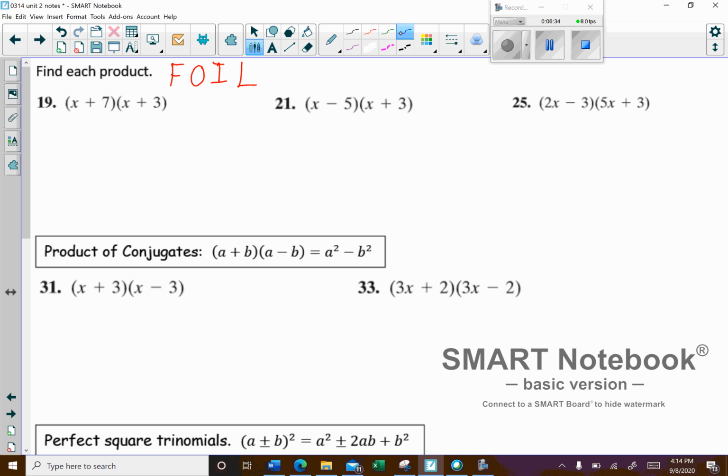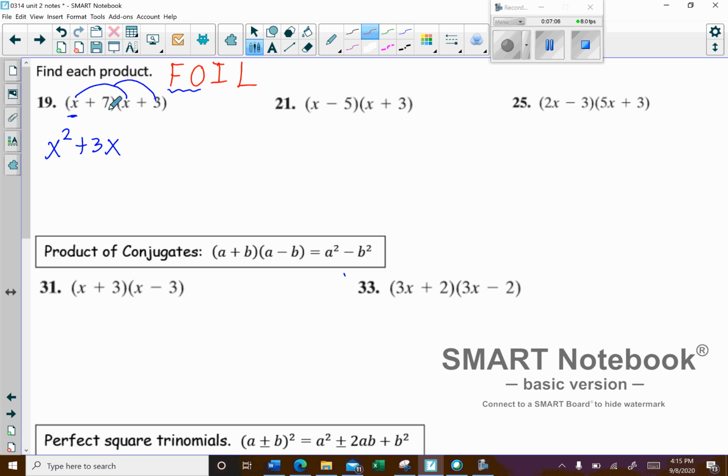There are other little tricks that you might see if you look on the internet, and they're all pretty good. But what you want to do here basically is see this x is going to get multiplied by both of these. The first two terms get multiplied together, and then the outer two terms are getting multiplied together. That's where the F and the O come from. So you're going to multiply x by both terms in the second polynomial. So x times x is x squared. x times a plus 3, that would be a positive 3x.